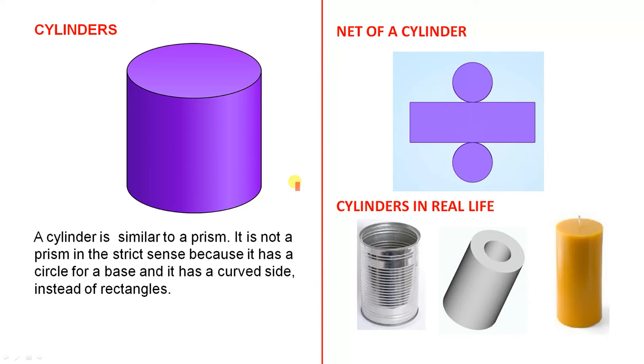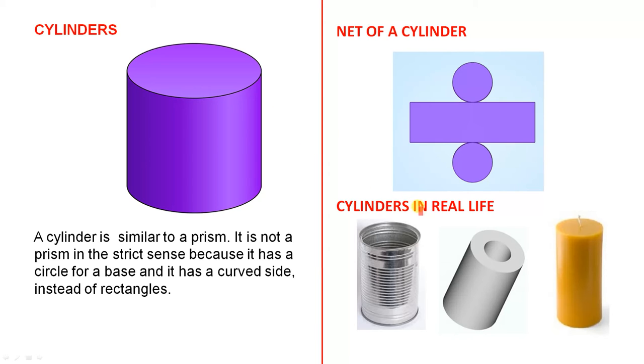Cylinders. A cylinder is similar to a prism. It is not a prism in the strict sense because it has a circle for a base and it has a curved side instead of rectangles. Here's the net of a cylinder, and when you fold that up you will get this object here.